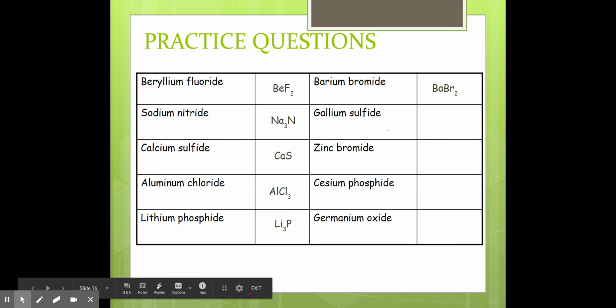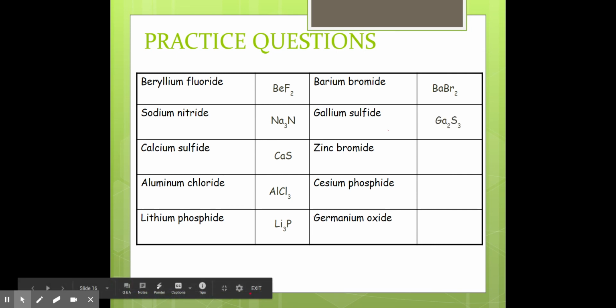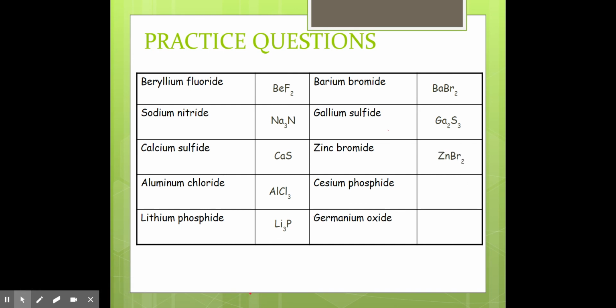Gallium sulfide. So it's going to be Ga2S3. Zinc bromide, you got ZnBr2. Cesium phosphide: cesium has a +1 charge, phosphide has a -3, so you have Cs3P. And germanium oxide, germanium with a +2 or +4, but we're probably going to go with the 4, which is most common. So this one you would have had to simplify down.